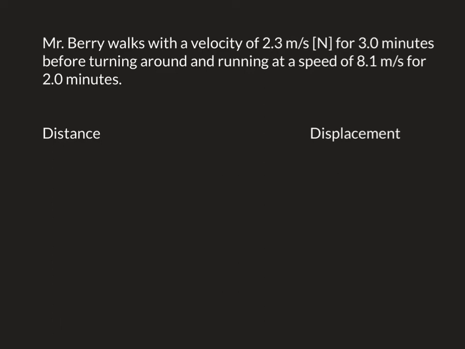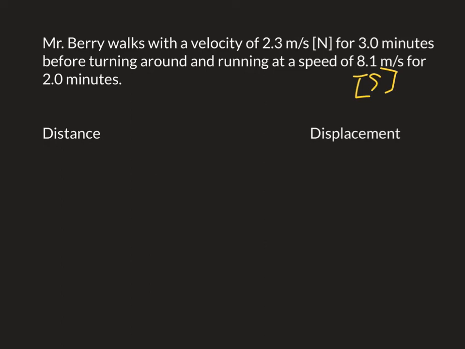So this one is saying Mr. Barry walks with a velocity of 2.3 meters per second north for 3 minutes. Then he turns around and runs at a speed of 8.1 meters per second. That should say south. Let me just quickly write that in there. I just missed it. It is in your book. So it had south for that second part for 2 minutes. And then as usual, it wants us to find the total distance, the total displacement, and then we'll do speed and velocity on the next slide. Because I need a lot more room here.